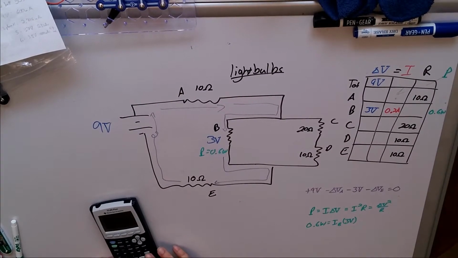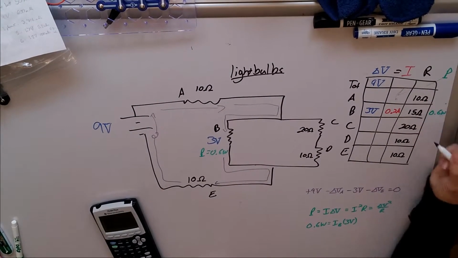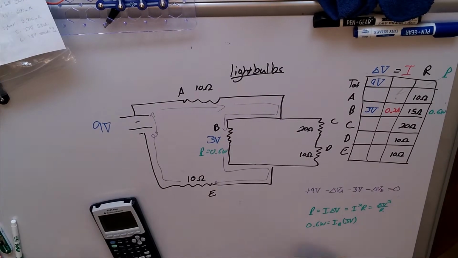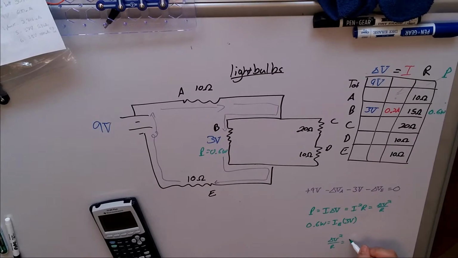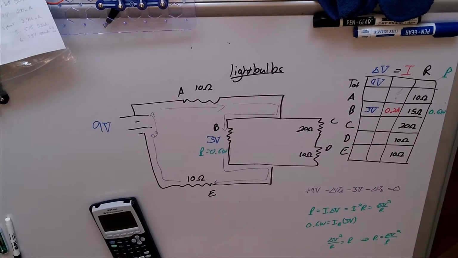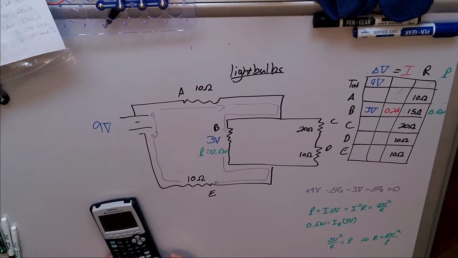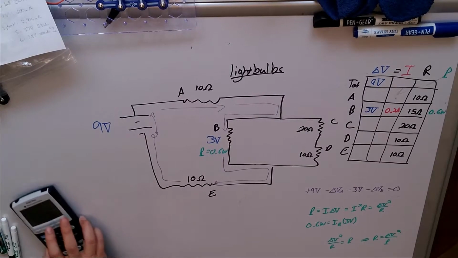Now I take 3 volts divided by 0.2, and I find that the resistance of B is 15 ohms. Now I could have also done that by taking V squared. That'd be 3 squared, that's 9, divided by my power. Let me write this out so you can see what I'm doing. Delta V squared over R equals the power. So if I rearrange this, I can end up with R is equal to delta V squared over the power. I work that out, and I end up with 9 divided by 0.6, and I end up with 15 ohms. You get the same answer either way. Great. I love having options.